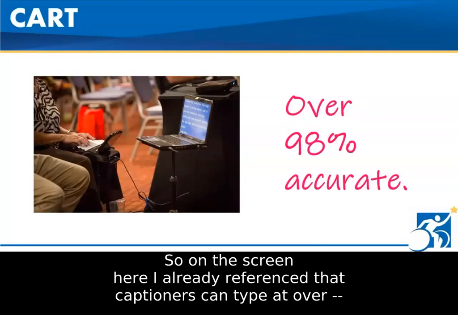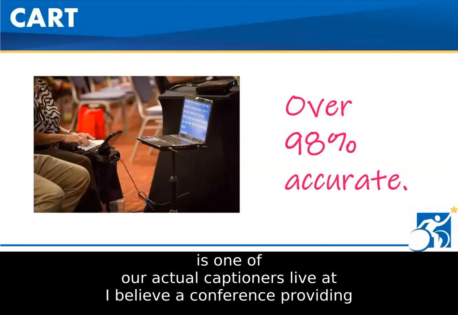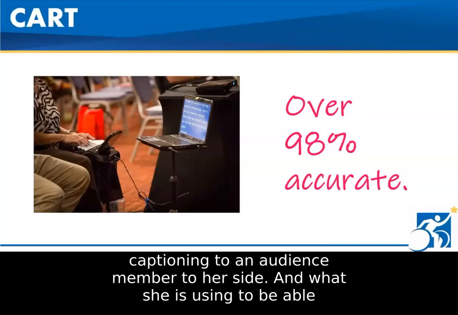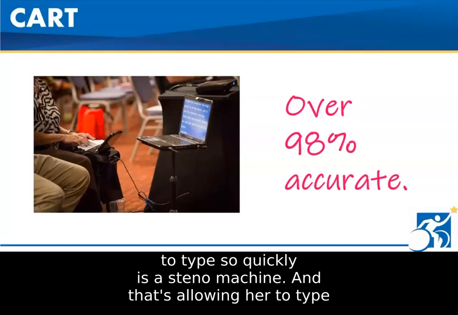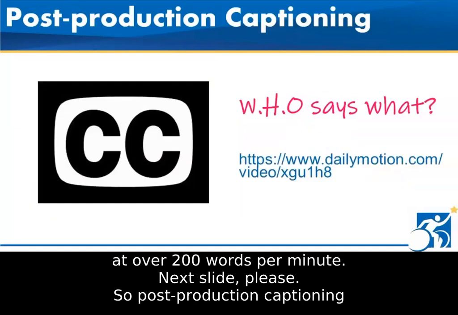So on the screen here, I already referenced that captioners can type at an accuracy rate of over 98%. And the image that we have on the screen is one of our actual captioners live at, I believe, a conference providing captioning to an audience member to her side. And what she is using to be able to type so quickly is a steno machine. And that's allowing her to type at over 200 words per minute. Next slide, please.